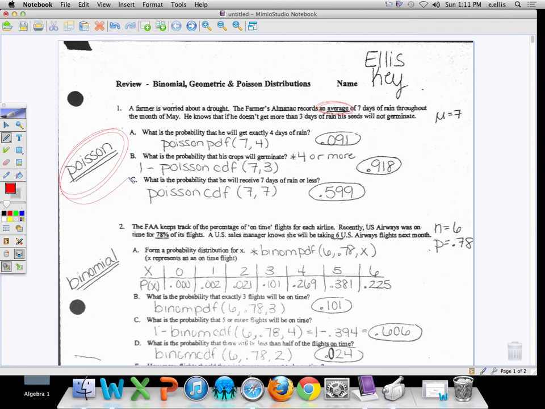Now, Poisson, what is the probability that he will get exactly 4 days of rain? Exactly, that's why we're going PDF. You have your average, and then we're doing exactly 4. That comes out to be 0.091.